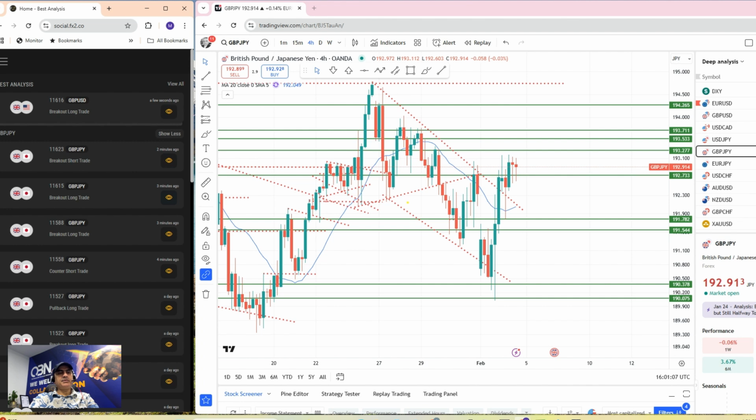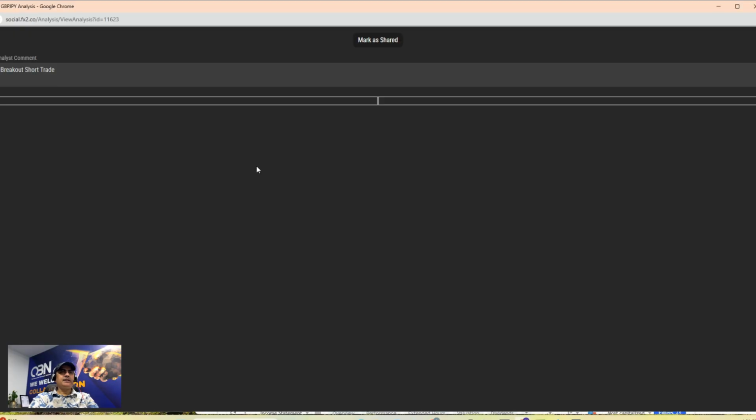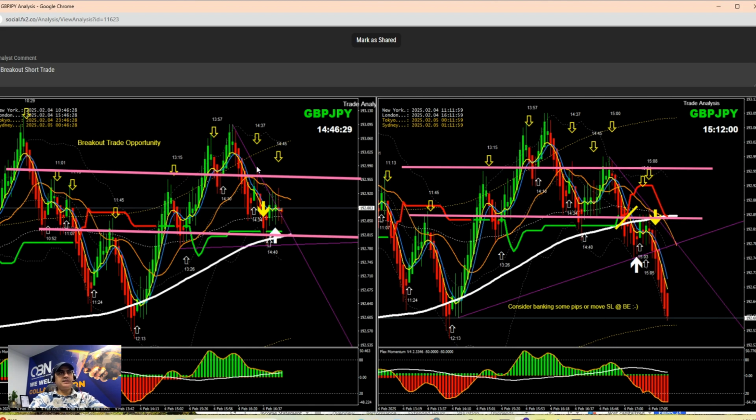Then we had another counter short trade here. As you can see here, the price is still respecting this previous high. So we had a counter short trade here. That was a beautiful short trade as you can see here.